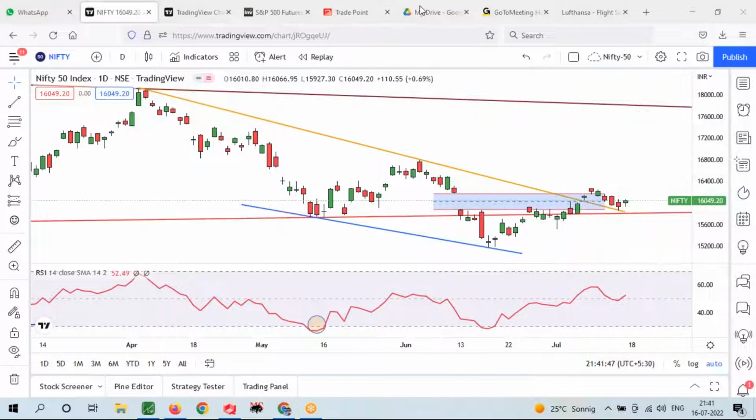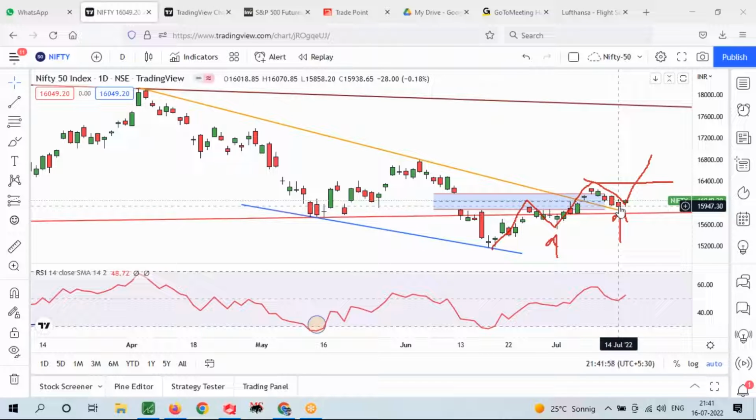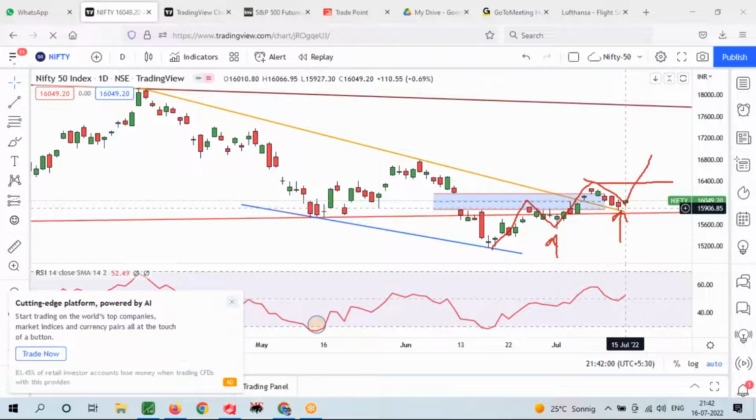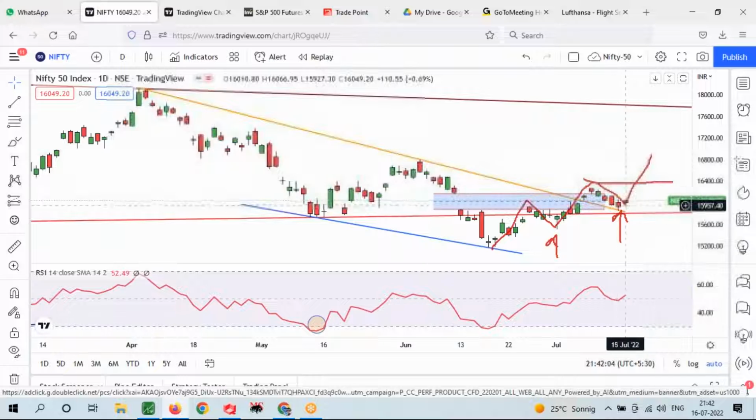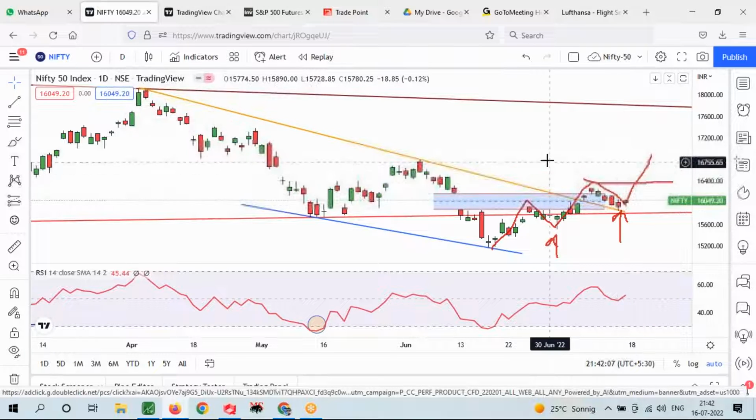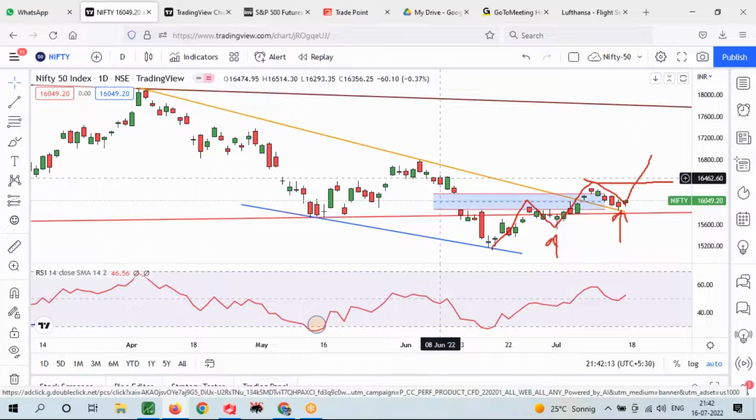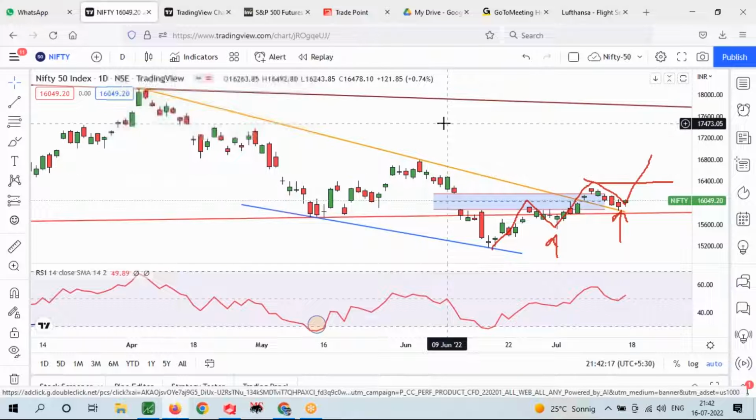Clear? Any doubts? I hope not. So when we cross this high, from here our stop loss will shift to this low. What is this low? 858. So let's say 850 or 800 levels. We can keep this as a stop loss, and we can wait for 16,800 levels. There is also a resistance coming around 550, that is the 200 DMA, that we will see also.